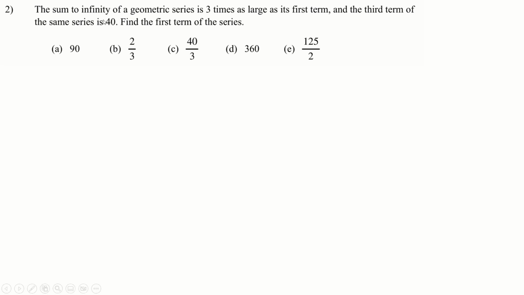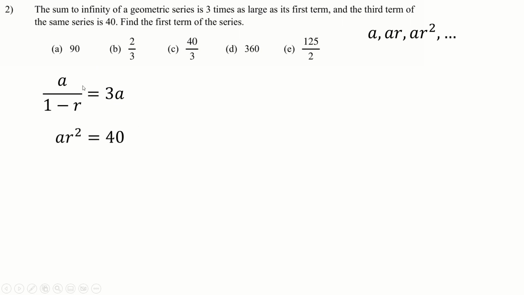Question 2 then, so sum to infinity is a over 1 minus r. We need to know that because TMUA doesn't have a formula book, of course. So a geometric sequence goes like this, and we have the a over 1 minus r is 3 times as large as its first term, which is a, if you're writing like this. So that's going to be equal to 3a. And the third term itself is 40. The third term, of course, is ar squared. So that's equal to 40.